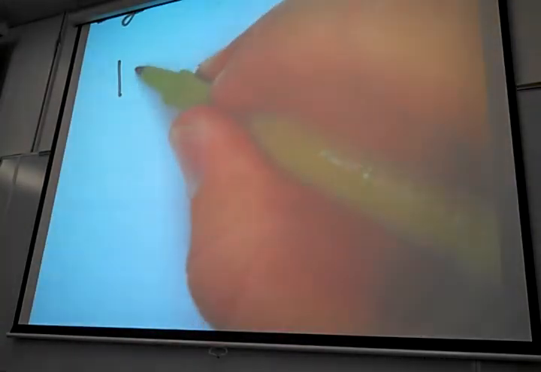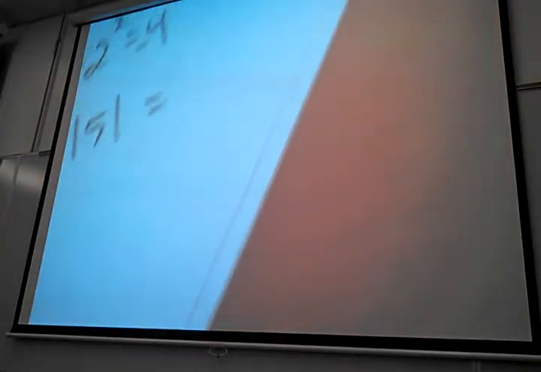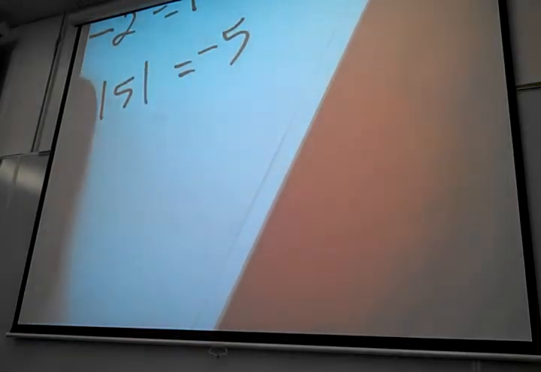So the absolute value of 5 is 5. So the opposite of the absolute value of 5 is negative 5. That negative is not being affected by the absolute value. Why not? Because it's not inside. It's outside. So you really can just cover it.